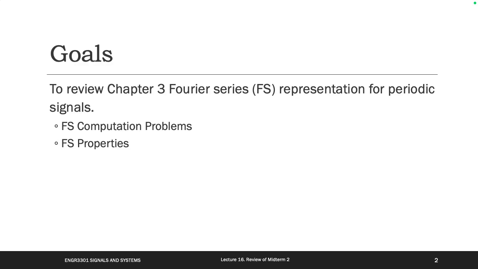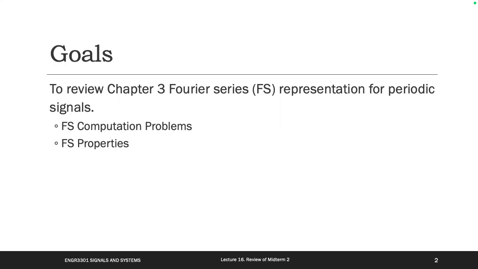Actually, periodic signals we talked about in chapter 1 and chapter 2, but only in the time domain. In this chapter, we talk about them in the frequency domain. We try to represent the periodic signal in the frequency domain, and we call this the Fourier series representation.